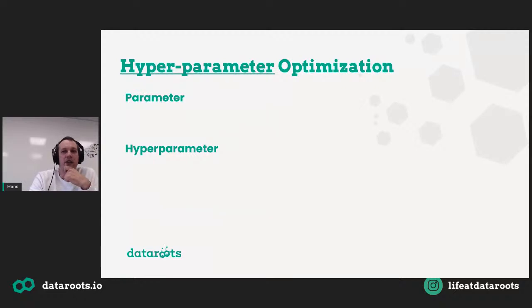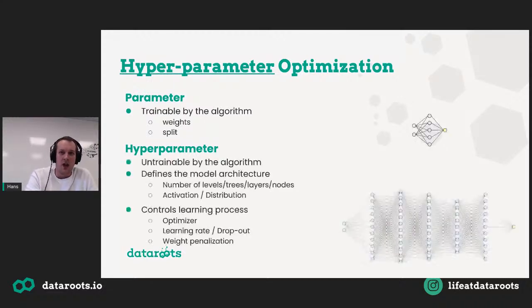Basically, when we build a machine learning model, when we train it, we have both parameters and hyperparameters. Parameters are trainable by the algorithm. Think about it as the weights we assign on every edge, where to split our decision tree, the weights of all the edges of our neural network. Those can all be trained by data and give us the right predictions in the end.